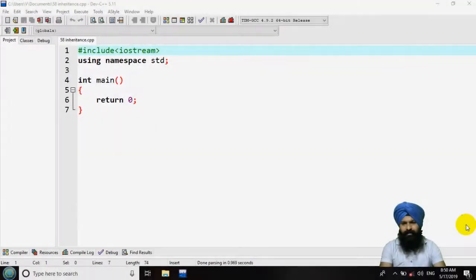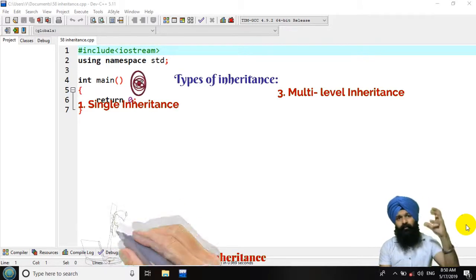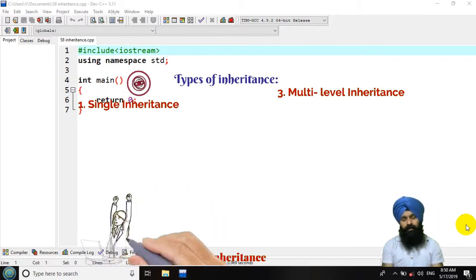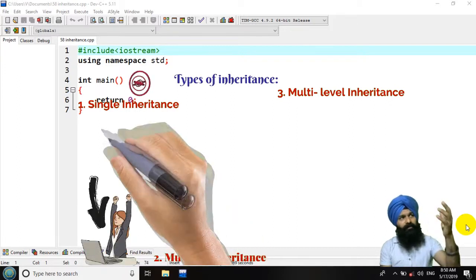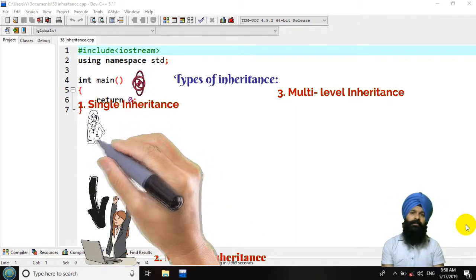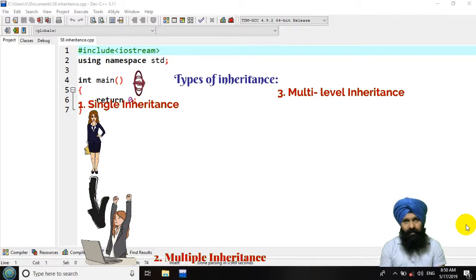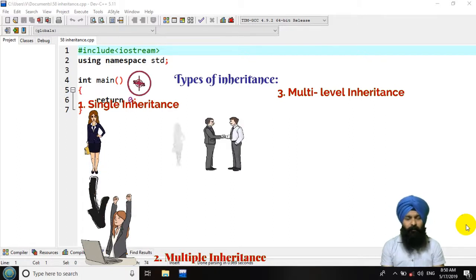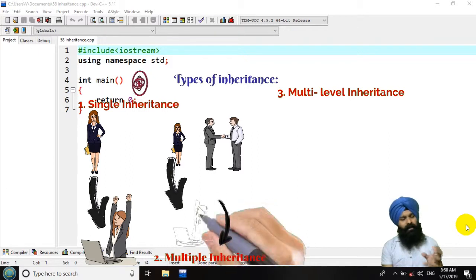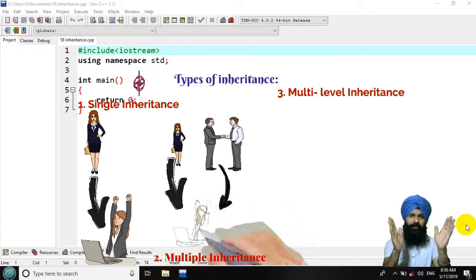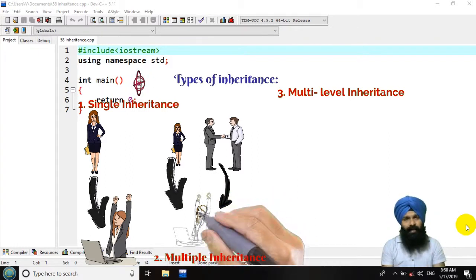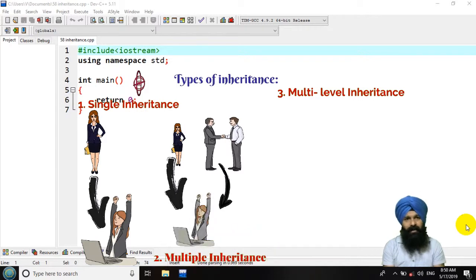Okay, so now let's discuss the types of inheritance. The first is single inheritance, in which we have one source class, and there is one other class which has access to some of the properties of that source class or base class. Now let's discuss the second type of inheritance, that is multiple inheritance. There is one class which is going to access the properties from two classes. So that is your multiple inheritance.